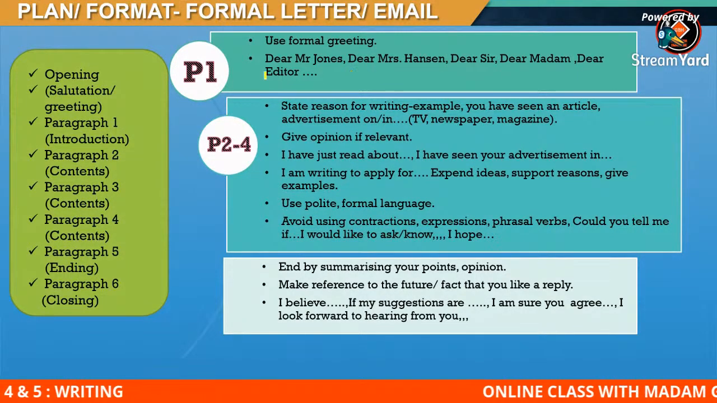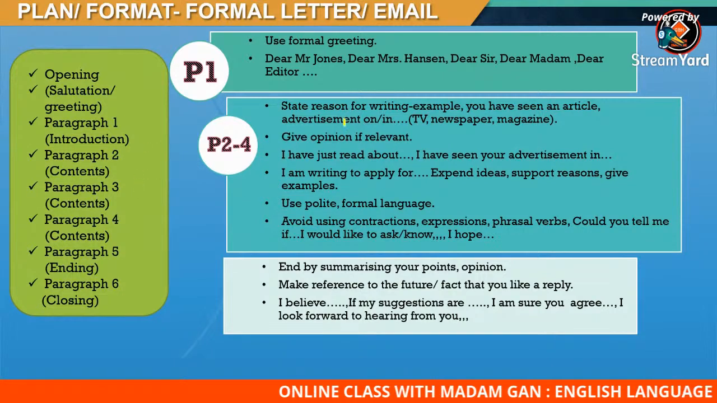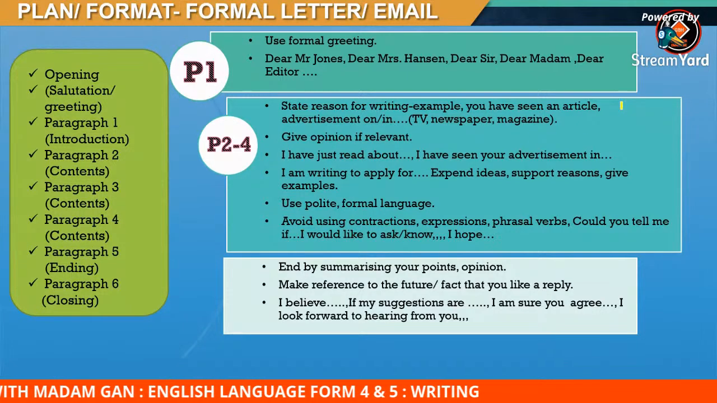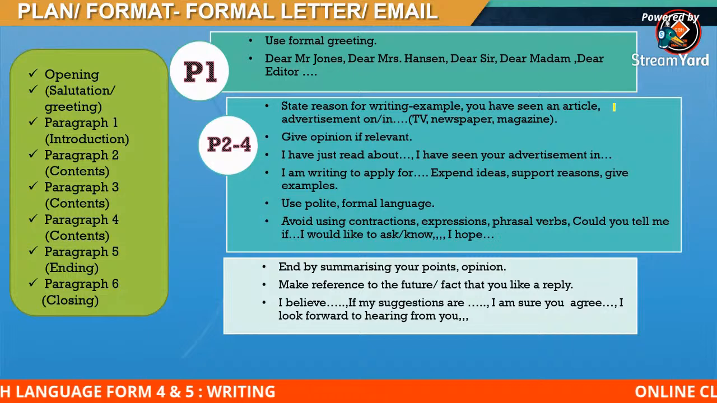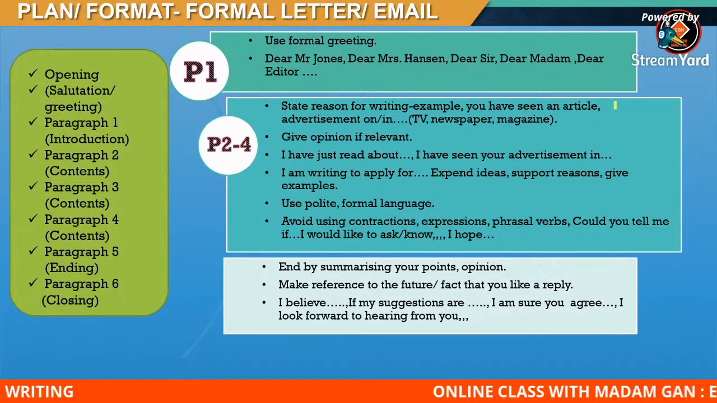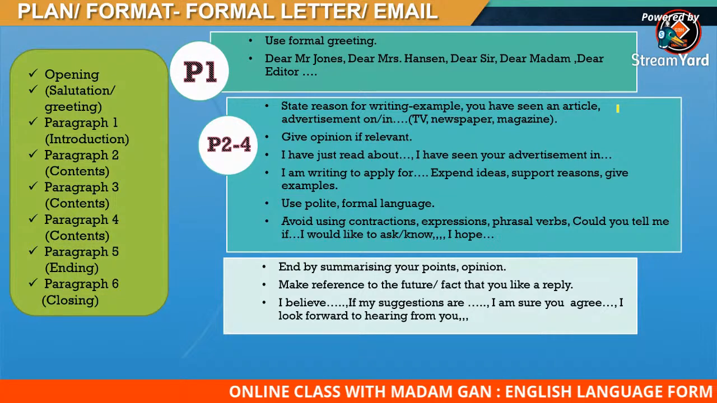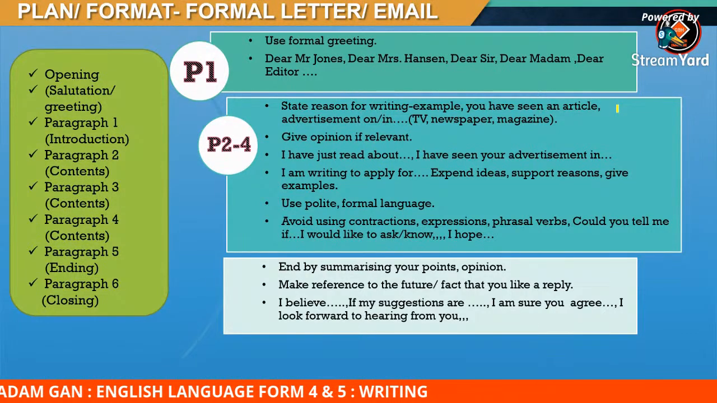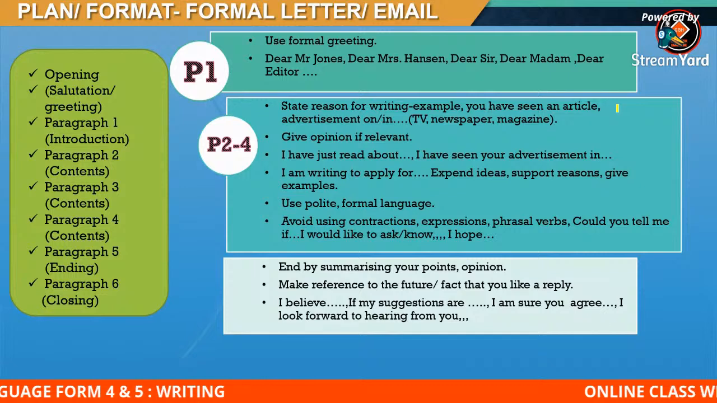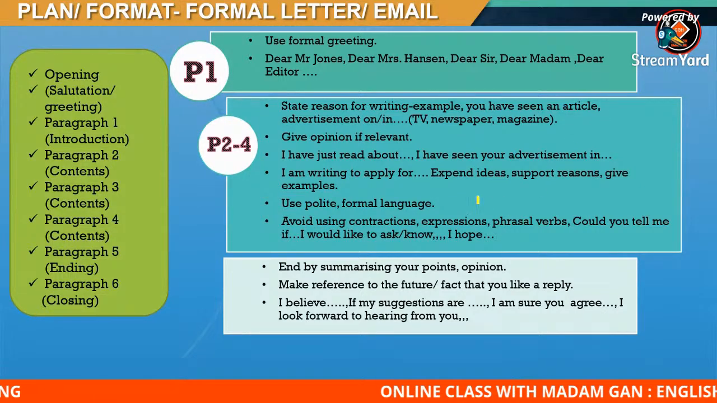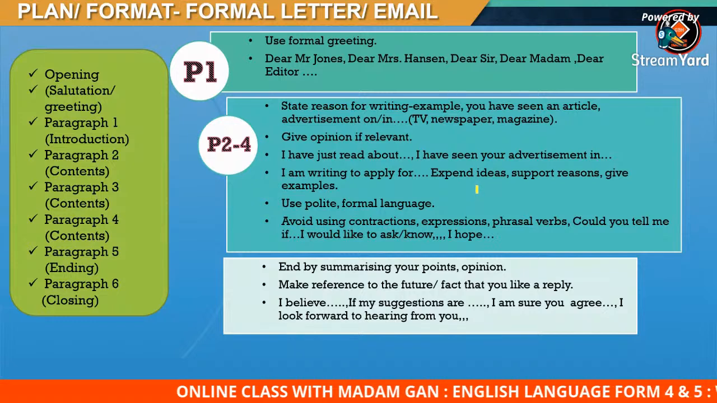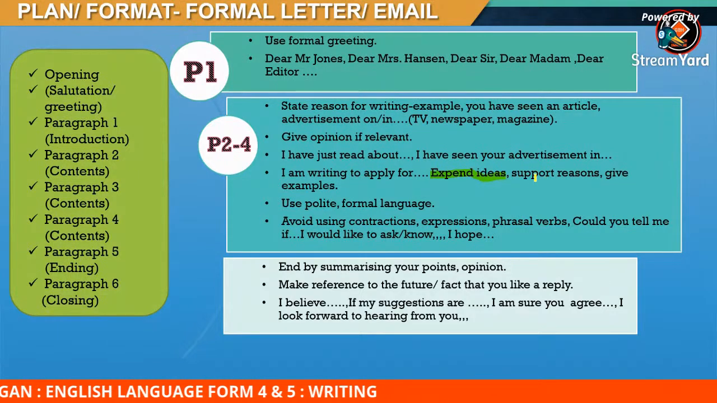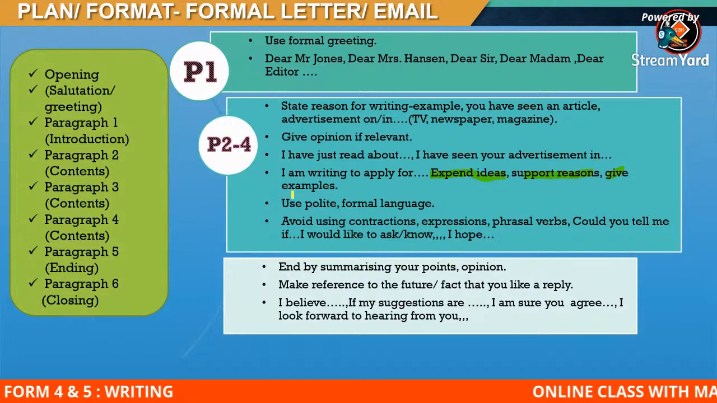And then moving on to paragraph 2, 3, or 4, these are contents. So for your contents, remember that you have to state the reason for your writing. For example, you have seen an article or advertisement in a newspaper, on television, or in a magazine, so you are writing the letter or email. Then you have to give opinion if it is relevant. For example, I have just read about your advertisement. Or you can write, I've seen an advertisement in, or I'm writing to apply for, and then you can also write other phrases or sentences. Remember that you have to expand your ideas and then support with reasons and give examples.